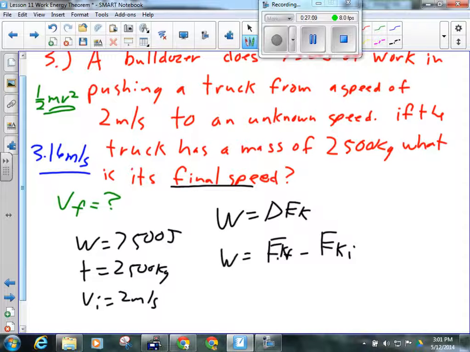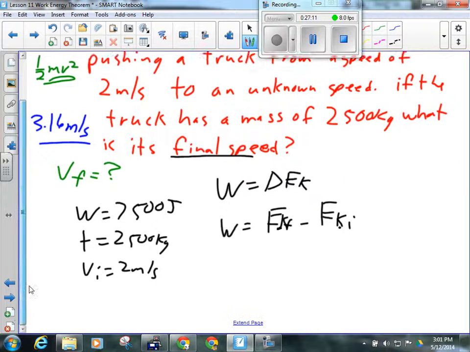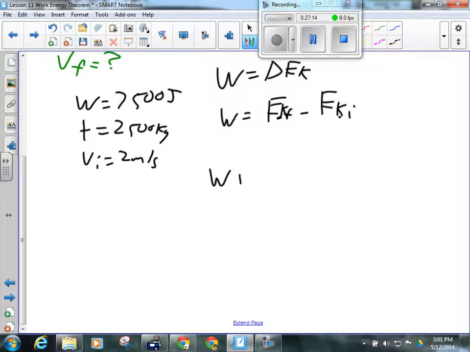Okay, so if I want to get this by itself, what do I have to do with this? Not divide. What am I doing with it? I'm subtracting, so if I want to move it, I've got to add. So that's going to mean work plus the initial kinetic energy equals the final kinetic energy. Now that ought to make sense. If we think about it, work's a change in energy. So whatever I change the energy by plus what I started with should equal what I have at the end. Agreed? Now I can plug in numbers and formulas.